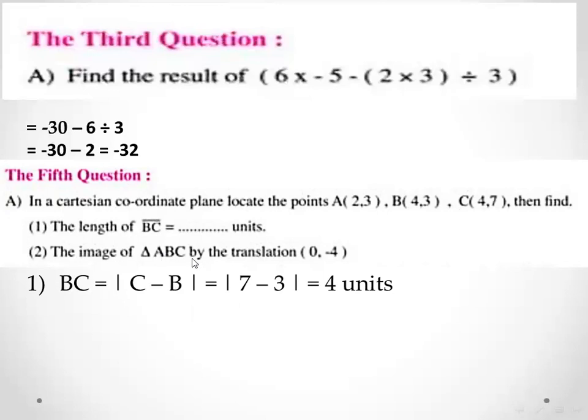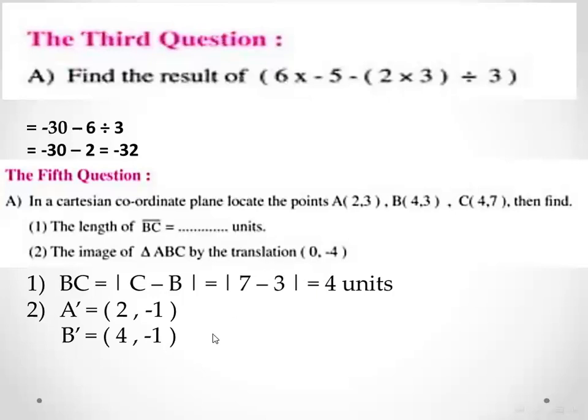The image of the triangle ABC by translation 0 and negative 4. 0 means I'm going to keep x as it is. Negative 4 means I'm going to subtract 4 from y. Okay? I'm going to get the points. A dash is the image of A. Keep the x as it is. 3 minus 4 equals negative 1. B dash is the image of B. 4, keep the 4 as it is. 3 minus 4 equals negative 1. C dash, keep 4 as it is. 7 minus 4.